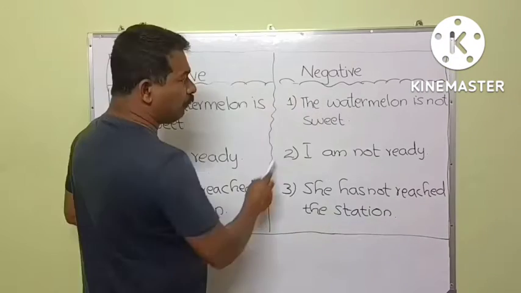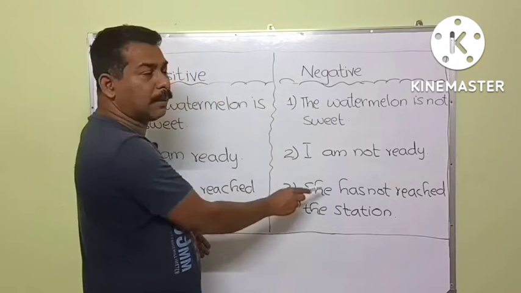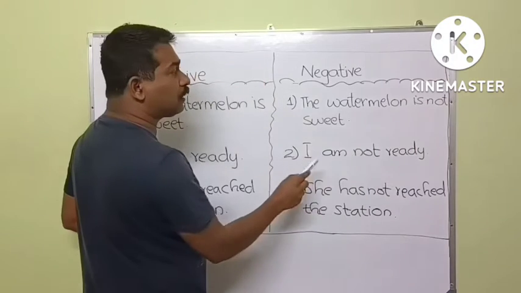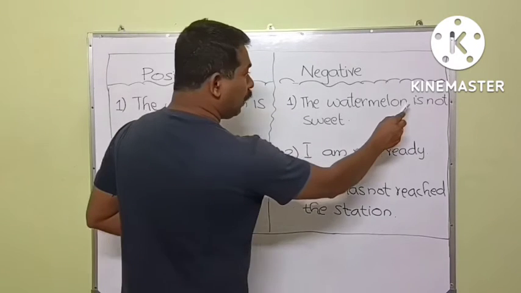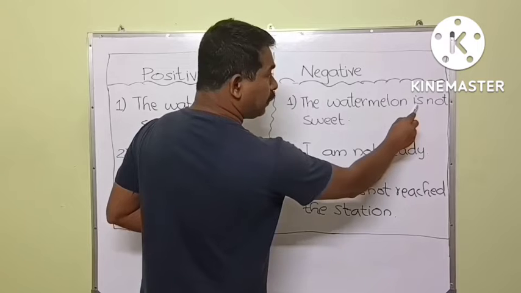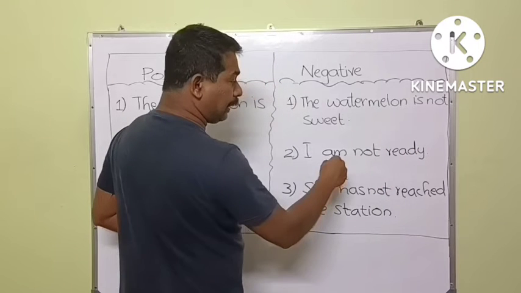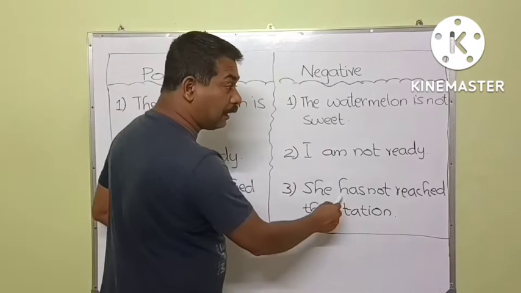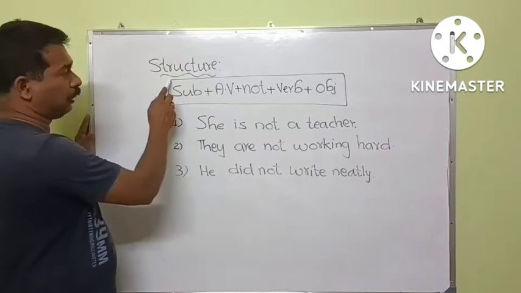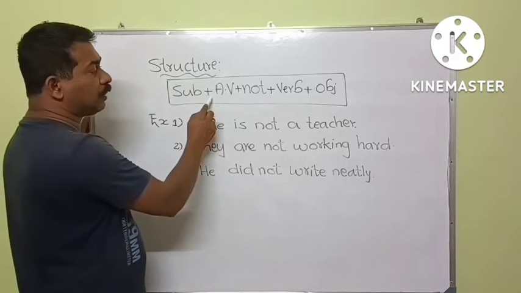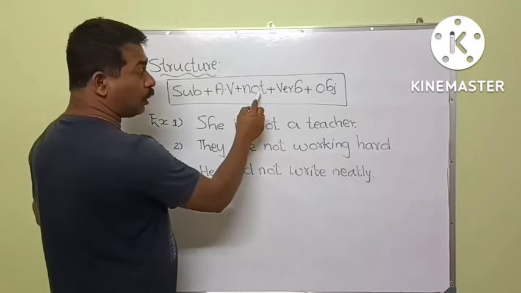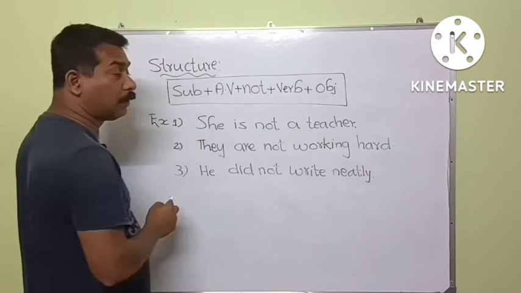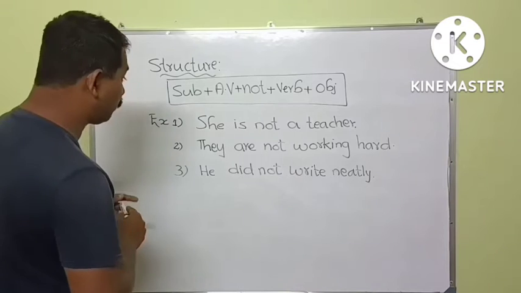When we consider these sentences separately, we can observe that the word not is placed after the auxiliary verbs. Here, is is the auxiliary verb, and in the second sentence, am is the auxiliary verb. In the third example, has is the auxiliary verb. Structure: subject plus auxiliary verb plus not plus verb plus object or balance plus full stop. That is the general structure.